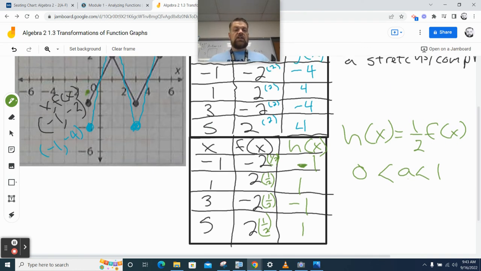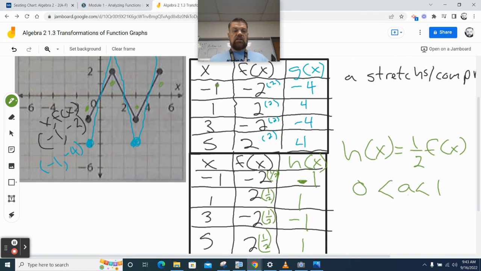So now when I go to graph these, we're going to graph these points. This one is going to be here. This one is going to be here. This one is going to be here. And this one's going to be here. All right, those are all the points. So let me make those real big. And then we just connect the dots.